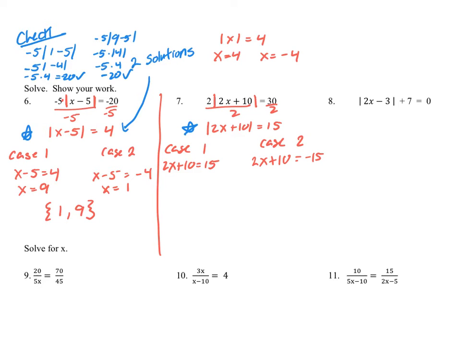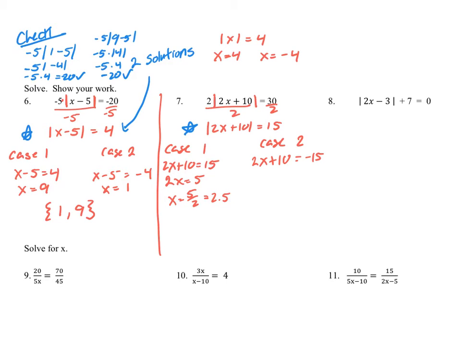Okay, so let's solve through. Subtracting 10 from both sides in case 1, 2x equals 5. Dividing by 2, we would get x equals 5 halves. Now this is a terminating decimal, so if you would like to write 2.5, that's fine. If it is a non-terminating decimal, a repeating decimal or something like that, I would ask you to leave it in fraction form. No rounding here, exact values only.